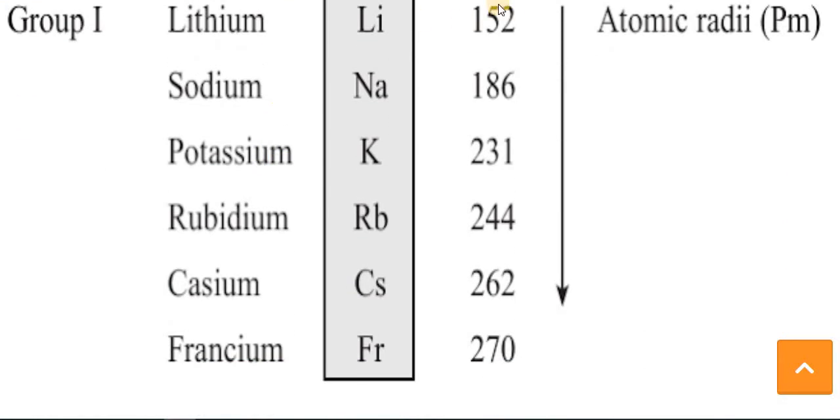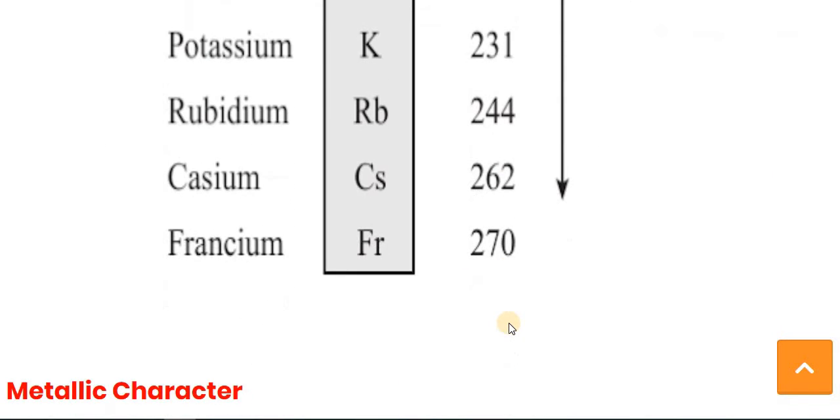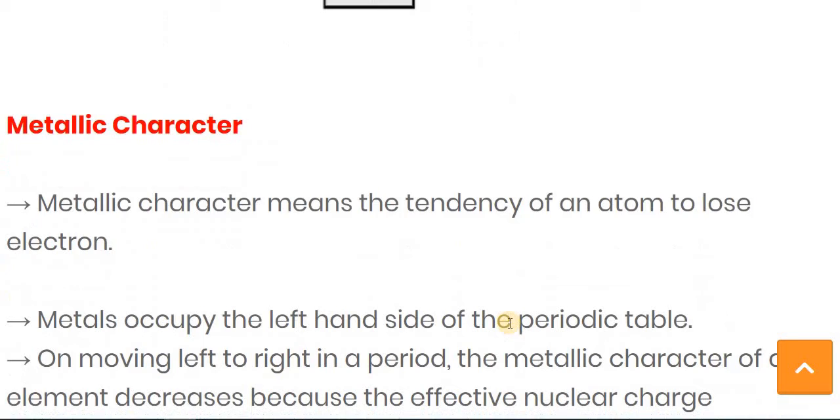Here you can see the radius is given. This is group 1, and in group 1 the elements are lithium, sodium, potassium, rubidium, cesium, and francium. So here you can observe that if you are moving from up to downward direction, then the atomic radius is increased, and due to the increment of atomic radius, the atomic size of the element is also increased.